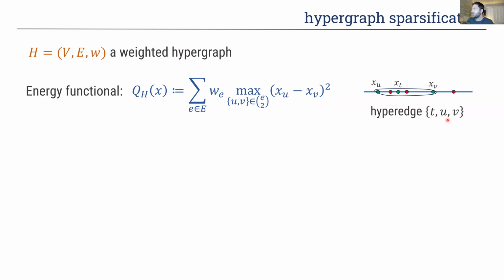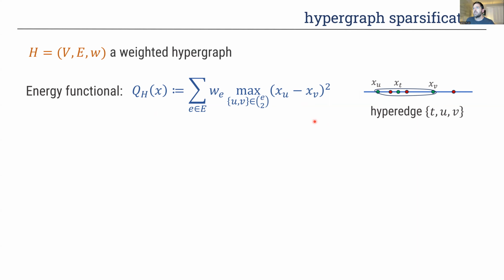In this case, for a hypergraph, we're considering this related quantity. So for a hyperedge, say a triple of vertices, what we're charging is the maximum of xu minus xv squared. You could think about that physically as wrapping a rubber band around all the vertices in the hyperedge, in this case u, t, and v. What you're paying is the potential energy of that rubber band, which, in order to stretch around all the vertices in the hyperedge, is paying the maximum of xu minus xv squared.